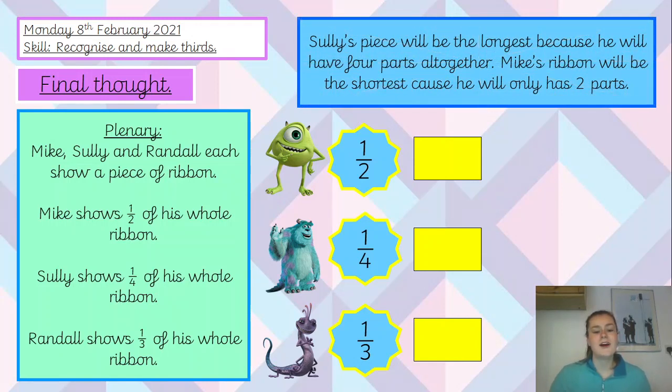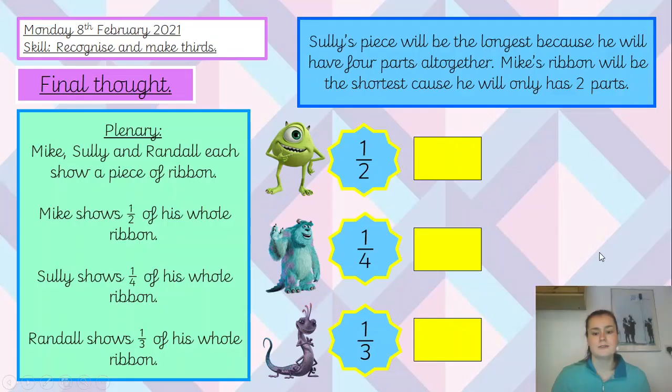Okay, so the answer is that Sully's piece will be the longest because he will have 4 parts altogether. Mike's ribbon will be the shortest because he will only have 2 parts. So Mike will have this and the same again, whereas Sully would have 4 pieces this size all put together. So he would have 4 times this amount, so his would be the longest. Well done if you said that.